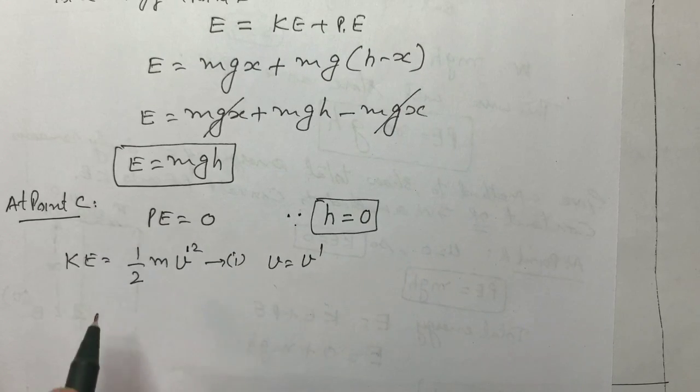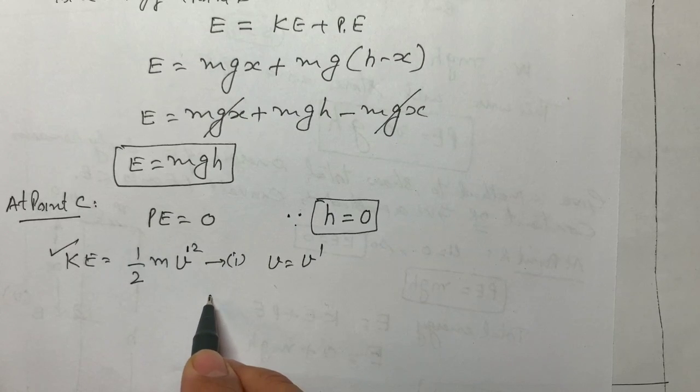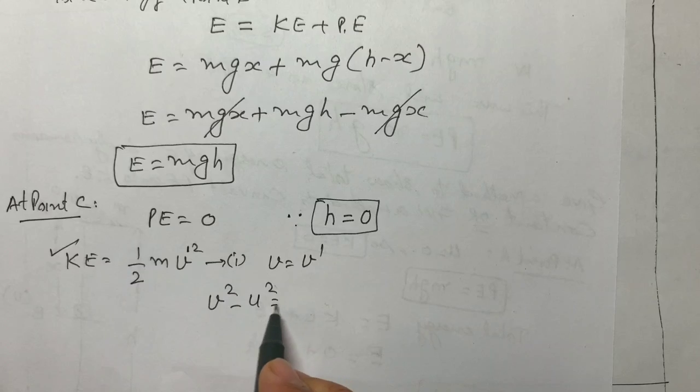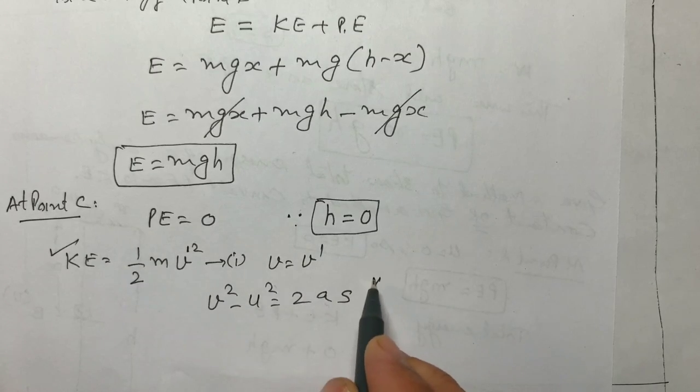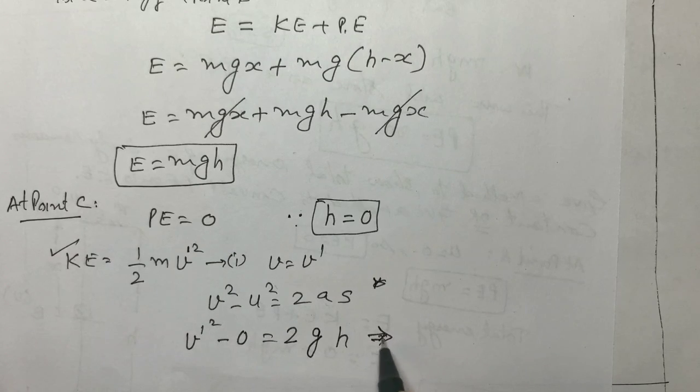Now we want to solve this relation. Again, according to the equation of motion, v squared minus u squared is equal to 2as. For the total journey, s becomes equal to h. For the total journey, a is always constant, which is equal to g due to gravity. For the total journey, initial velocity is 0, and final velocity becomes v dash. So what do you get? You get v dash squared is equal to 2 g h.